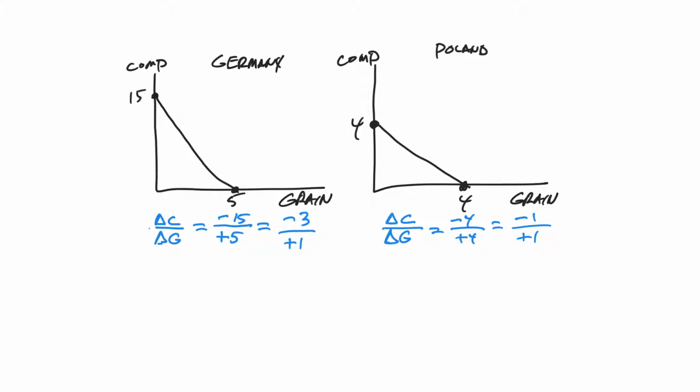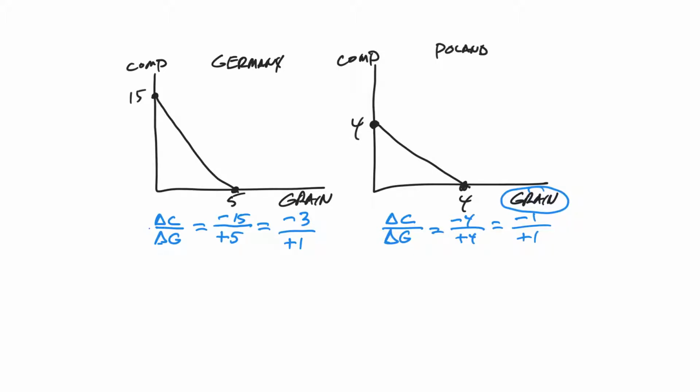So who has the lowest opportunity cost of producing grain? Well, in Poland, they only have to give up 1 computer for a unit of grain. In Germany, they have to give up 3 computers for a unit of grain. So Poland has the comparative advantage in producing grain. I'm going to go ahead and circle that. Poland has the comparative advantage in grain.